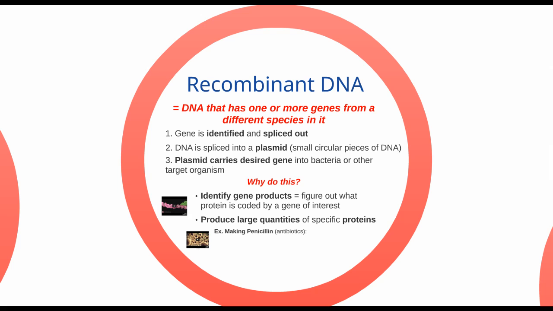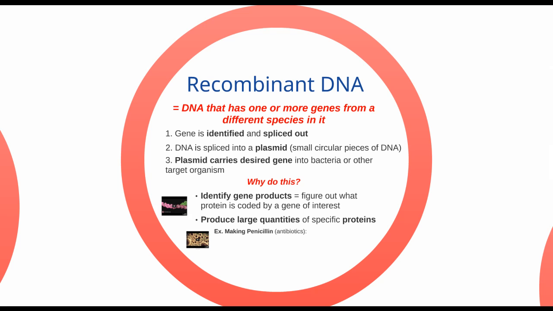The other common way this is used is to produce large quantities of specific proteins. So this is the process that's used to make penicillin, for example. The protein in penicillin is actually produced by various kinds of fungi. One of the best ones is the green mold that grows on the outside of cantaloupe. But it's hard to harvest just from cantaloupe, and especially to get sort of medical grade level penicillin.